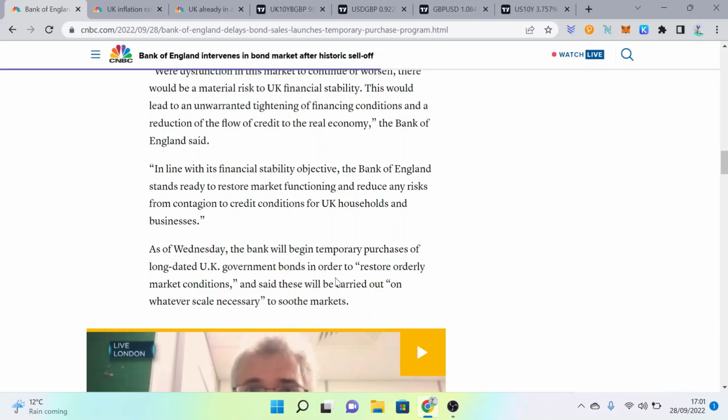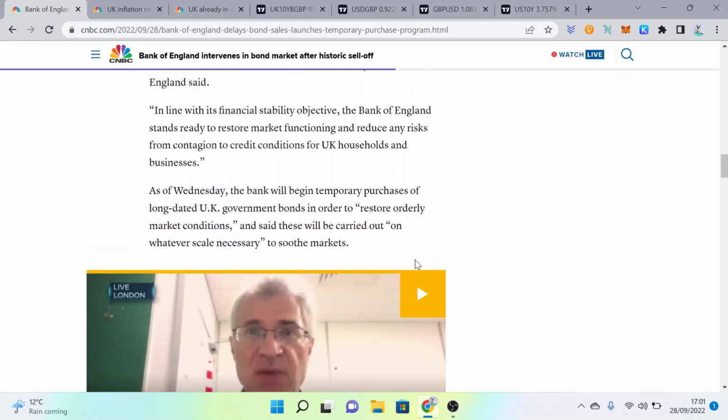As of Wednesday, the bank will begin temporarily purchasing long-dated UK government bonds in order to restore orderly market conditions, and said there will be a purchase carried out on whatever scale necessary to soothe markets. The EU essentially said the same thing. They're willing to prop the market up, just like Japan has been doing for ages with their market.